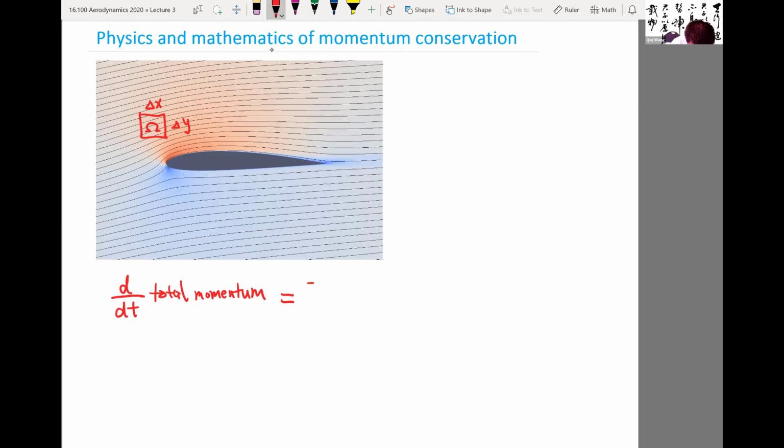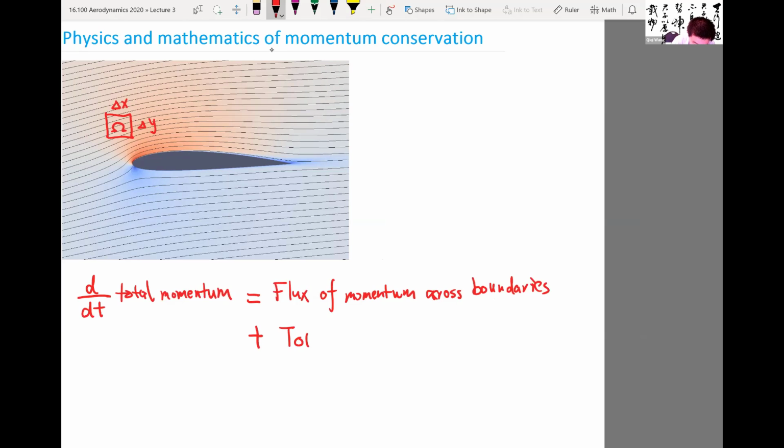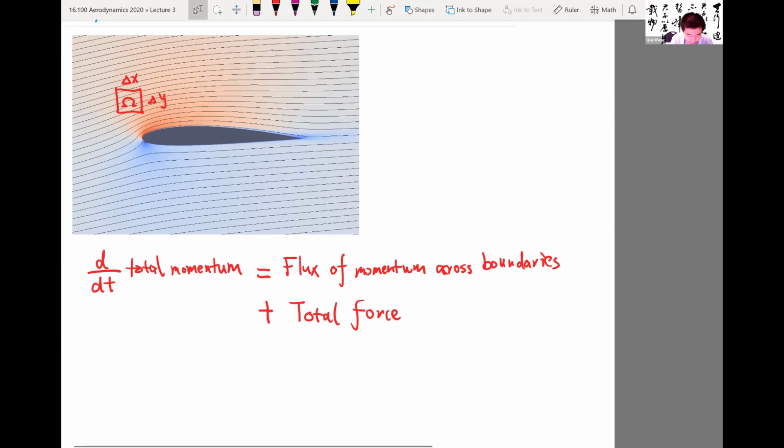Here we call this the flux of momentum across the boundaries. So here the boundaries are the four sides of this rectangle. And the second term is plus the external force, the total force.